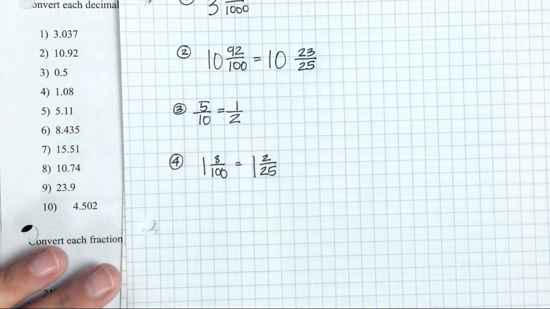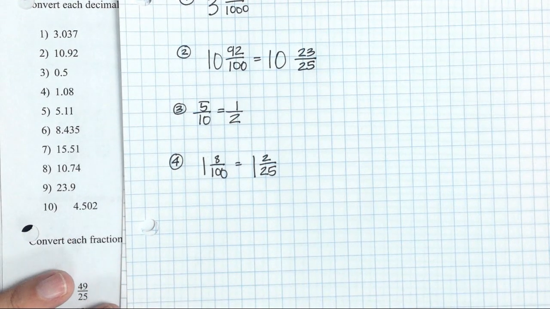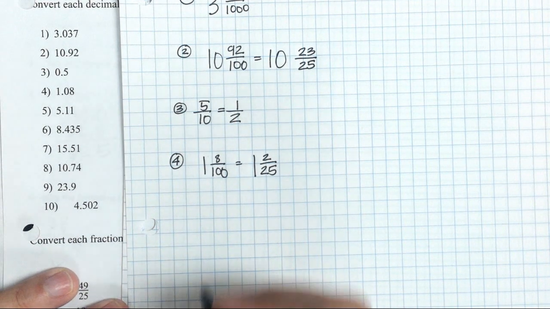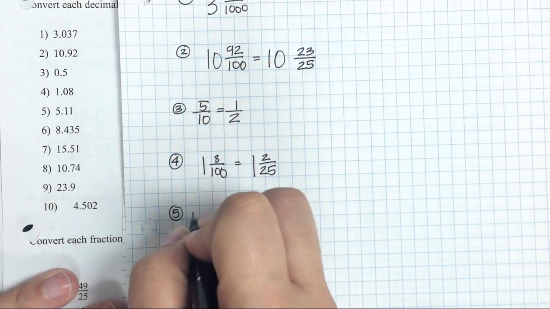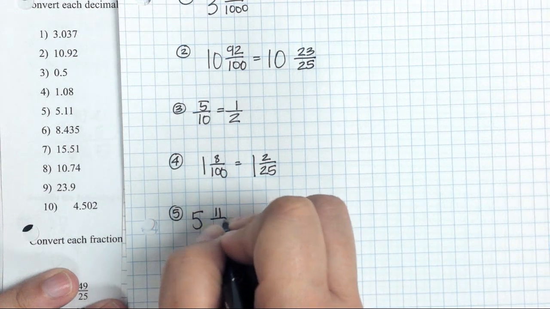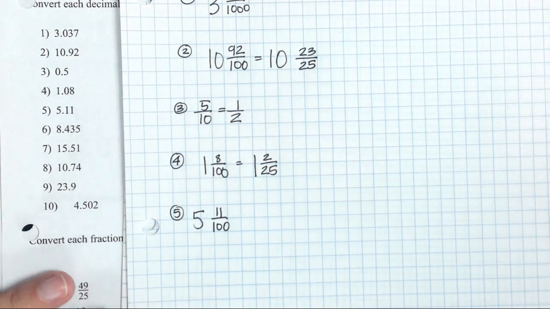All right. Any questions so far? We good? All right, MJ, read number 5. 5 and 11 hundredths. So we got 5 as my whole number, 11 one hundredths. Can I simplify? No. Why not? I like it. I like the words y'all are using. You're using your vocab words.